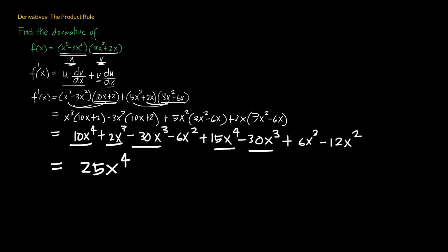We have negative 30, and we have 6, so that's negative 58 plus 6 is negative 52x cubed. And then we have the x squared, negative 6x squared minus 12x squared, that will be negative 18x squared. So that's the derivative of the given function, x cubed minus 3x squared times 5x squared plus 2x.